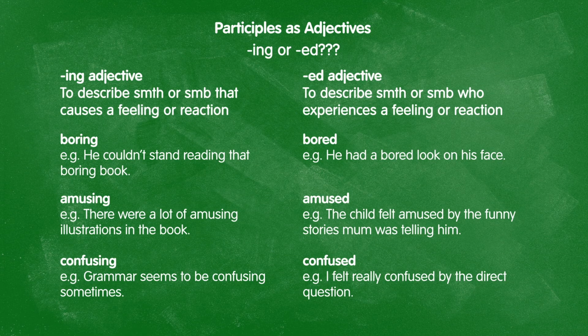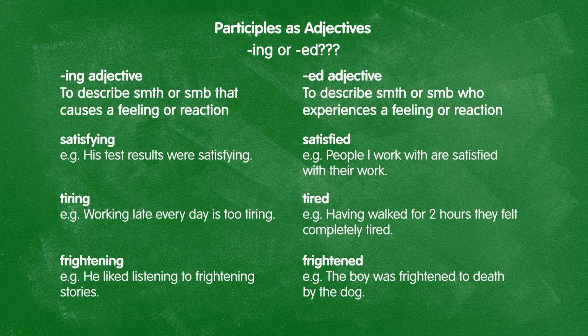Let's look at another. Confusing. Like in the sentence, grammar seems to be confusing sometimes. Or confused. I felt really confused by the direct question. So here, again, in the first sentence, grammar is confusing to me. But I am confused. One more. Let's look at satisfying. For example, his test results were satisfying, or satisfied, like in the sentence, people I work with are satisfied with their work. Again, it's the same relationship.